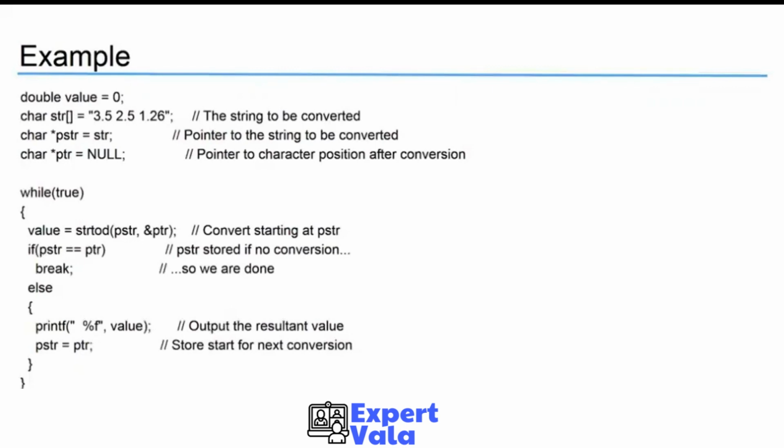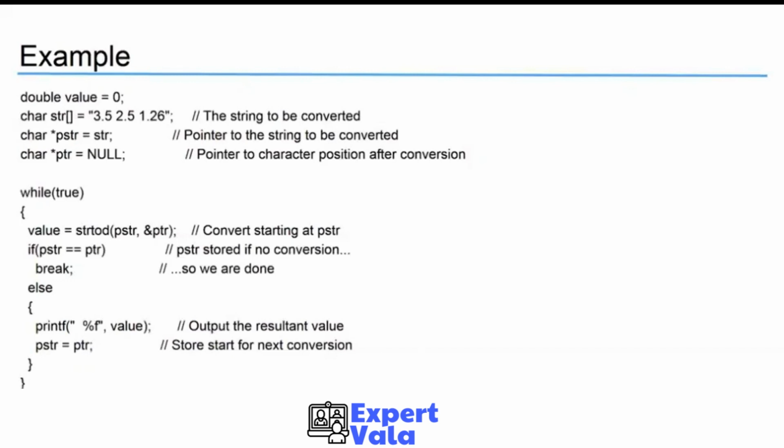You can't compare the ptr to the str because the str is an array. So we are going to use pstr to just represent our character array so we can compare, and we compare those two. If they are equal, it means pstr stored no conversion, and so we are done. We were not able to actually convert that value. Otherwise, if we were able to convert the value, we are just going to print it out. And we are then going to go for the next conversion. pstr is going to be set equal to ptr. So you can run this and you can see that it's going to end up converting everything in the string array to specific double values.